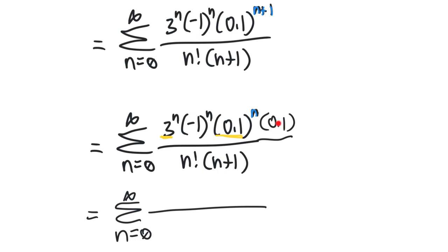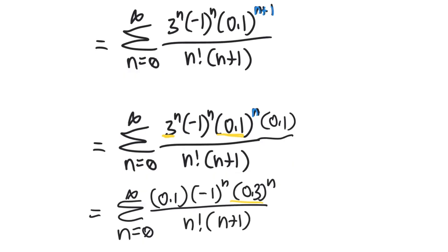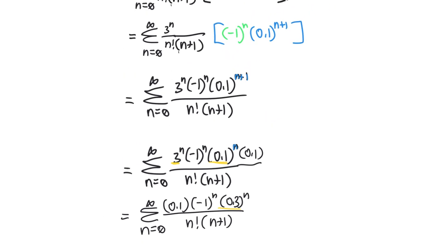Let's put this 0.1 out front. Not that it needs to be, but we'll do that. And then we have negative 1 to the n. And with regards to the two yellow things, that's 0.3 to the n. And that's still all over this. Okay. Great.